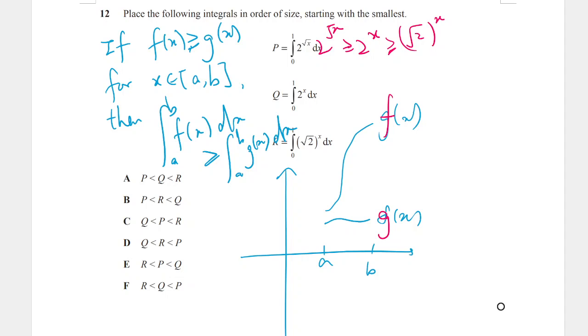Then we can use the theorem that I just said. So this is P greater than or equal to Q greater than or equal to R. Okay. So therefore, the answer would be, can't find it. Where is it? It would be F.